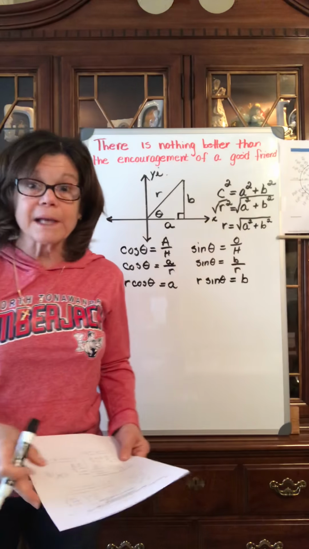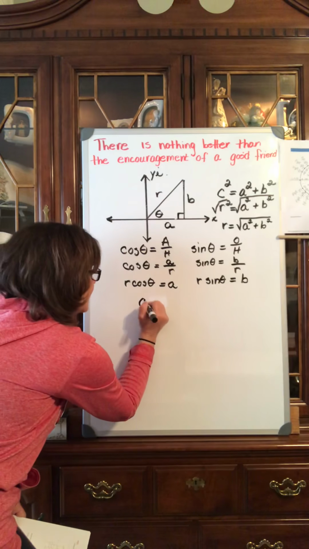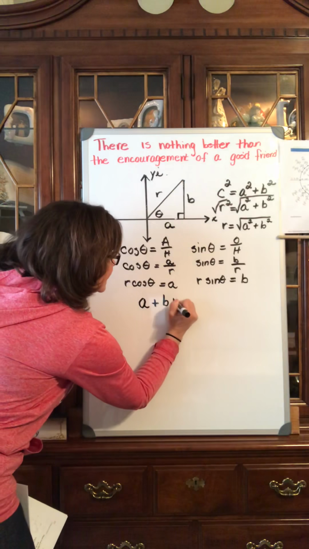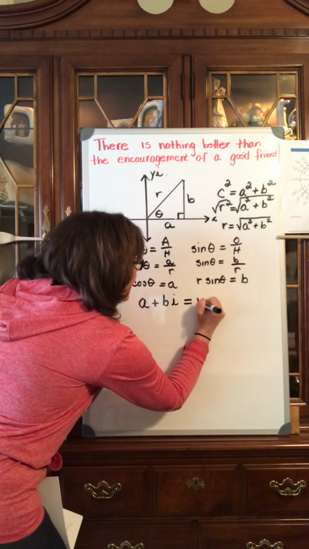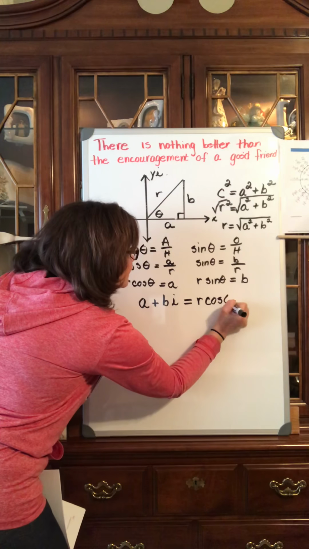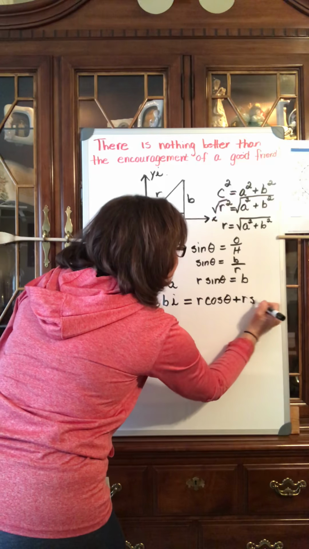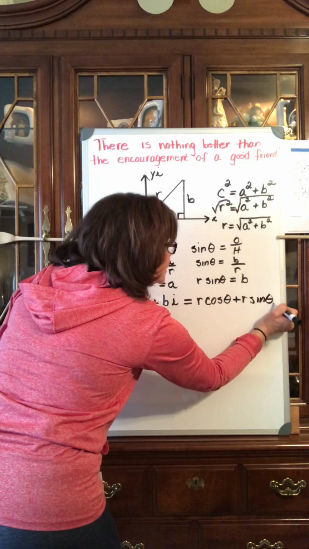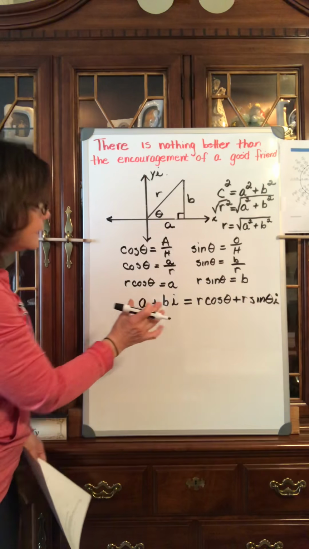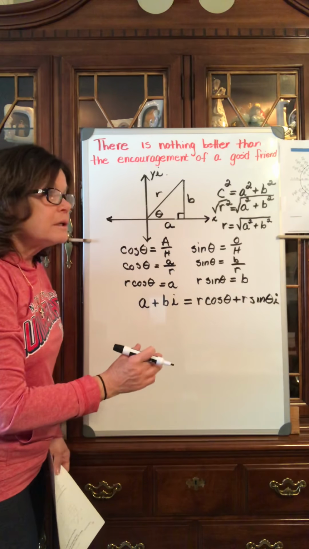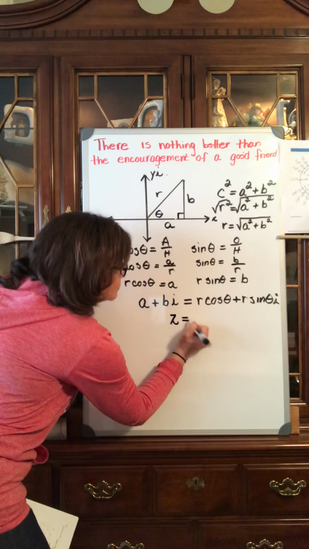Now, the trig form of a complex number. Remember that a complex number is a plus bi. Our a is r times the cosine of theta, plus our b is r times the sine of theta. And don't forget that you have to have that i in there, a plus bi. And the trig form of a complex number, for some reason, is denoted by lowercase z. I don't really know why.